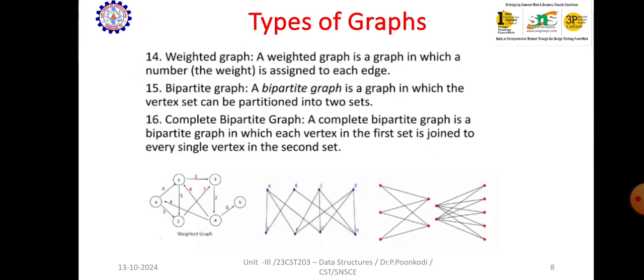Then next one is the weighted graph. If the edges are assigned values, then it is called a weighted graph. Bipartite graph, it is a graph whose vertex set is partitioned into two sets. Okay. Then the complete bipartite graph, it is a graph in which the first set is joined to every single vertex in the second.